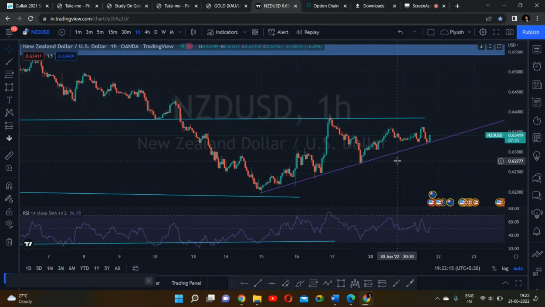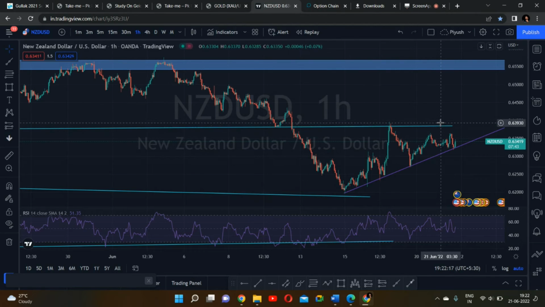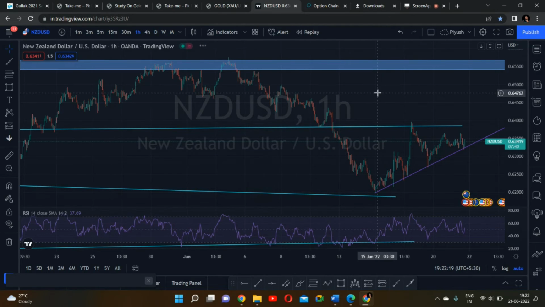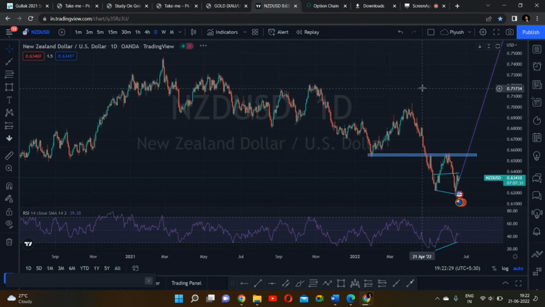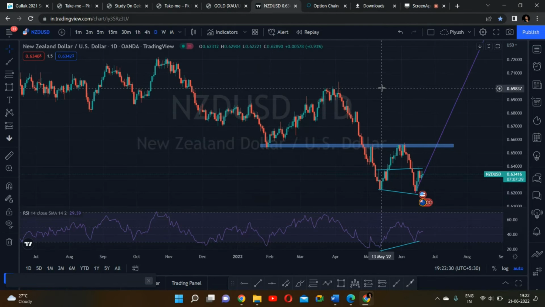So keep track of this, and also I hope you would benefit if the double bottom pattern gives you a breakout on daily time frame. So this is going to be another trading opportunity.